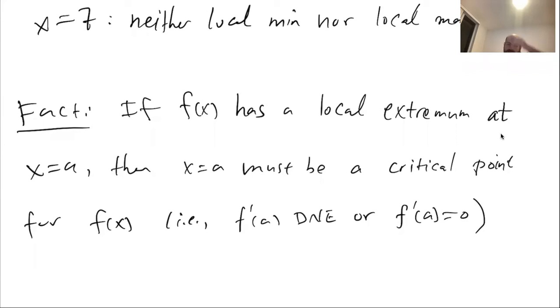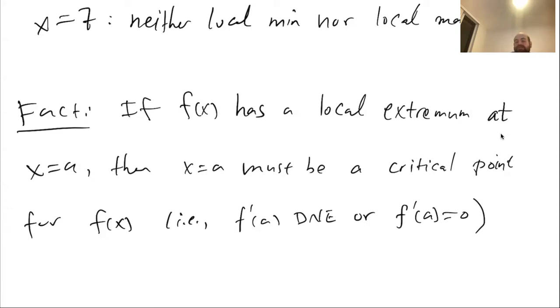Now, if f of x has a local extremum, then x equals a must be a critical point. So that means if you want to find the local min and local max, the potential candidates would be critical points. Once you find the critical points, each of those points could be potentially a local extremum, but there is no guarantee. It's possible that a point is a critical point and is neither local min nor local max. And the example is y equals x cubed. Y equals x cubed at x equals 0 has neither local min nor local max, but x equals 0 is a critical point for x cubed.